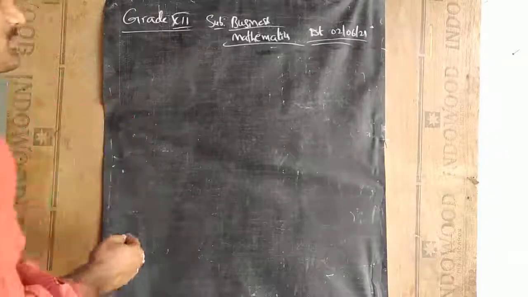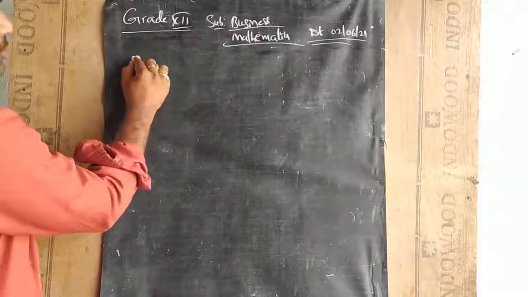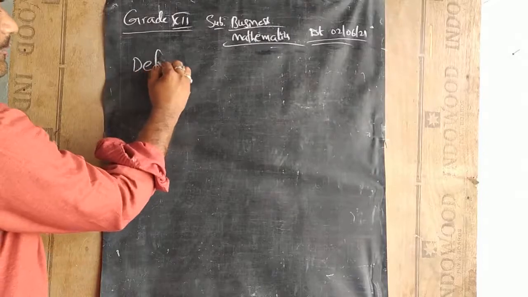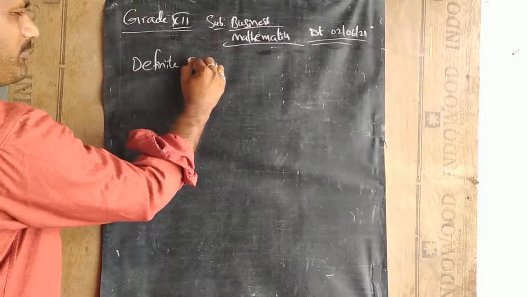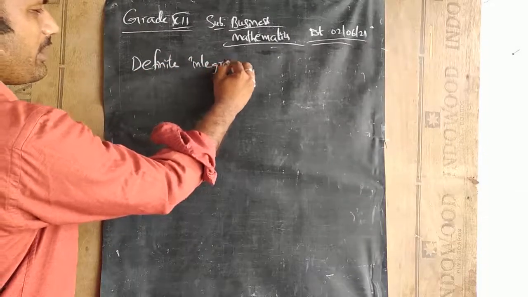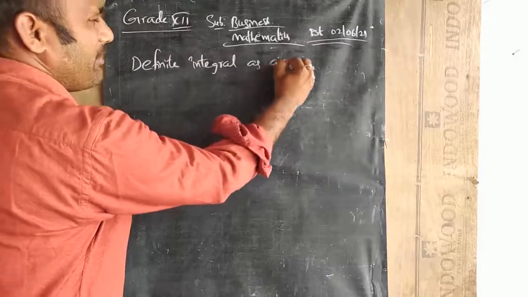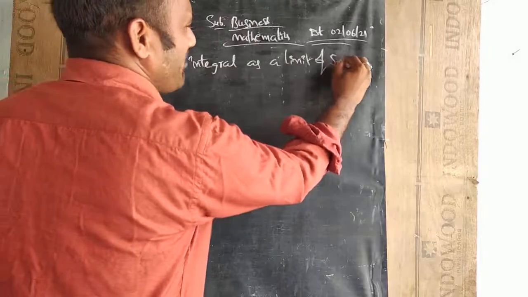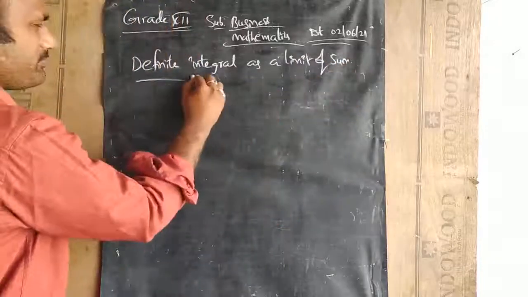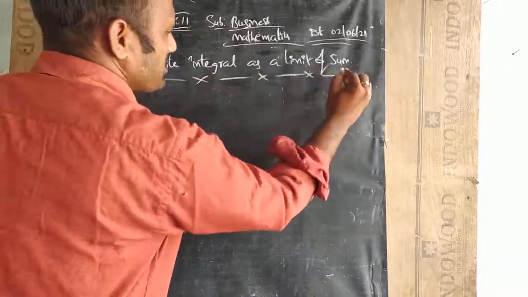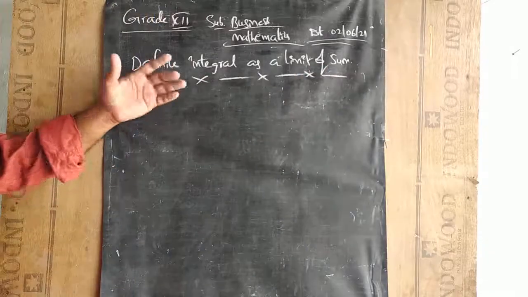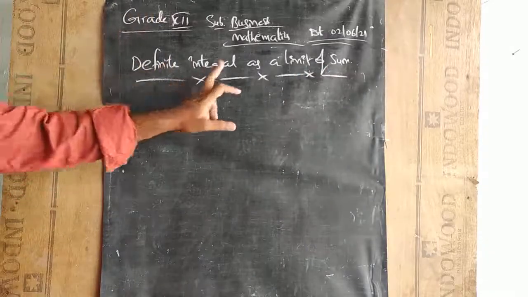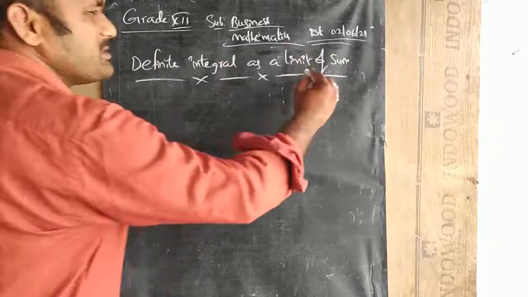Very good morning, students. Today we are going to discuss a new topic, definite integral as a limit of sum. Already we have discussed in the previous classes what the definite integral is. Today we are going to discuss how we can represent the definite integral as a limit of a sum.